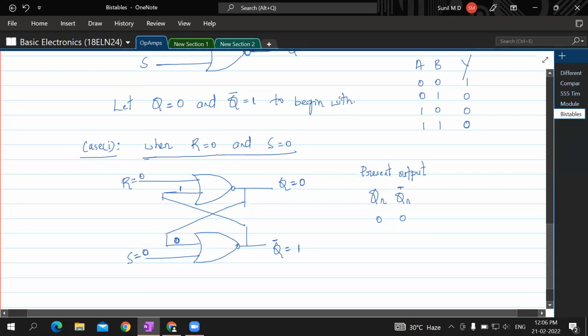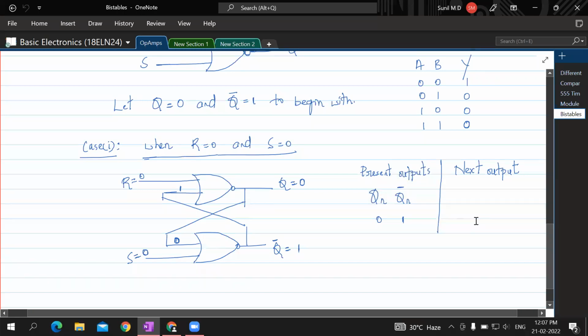If these two are present outputs, how should I mark them? Q n bar would be 1 if Q n is 0. If Q n and Q n bar are present outputs, what would our next output be denoted as? Can anybody, just out of curiosity, I'm asking, denote that properly? Q n is the present state of the output. What would be the next state of the output corresponding to this? Anybody?